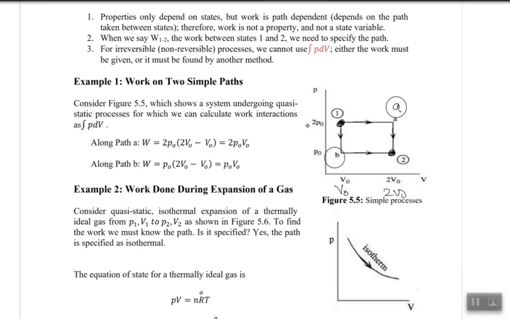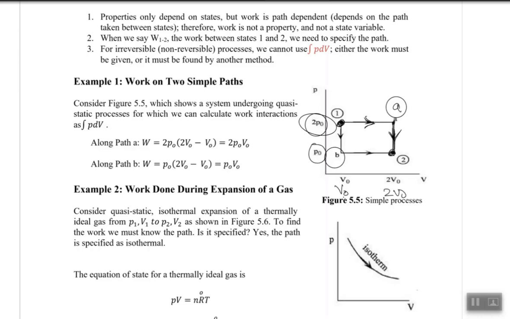First, I'm moving at constant pressure. I have a pressure of P0 and 2P0, and a volume of V0 and 2V0. In the first path, which is path A, I'm going from state 1 to A while keeping the pressure constant and changing the volume from V0 to 2V0. Then I'm keeping the volume constant and just dropping my pressure from A to 2, and that is what I would call path A.